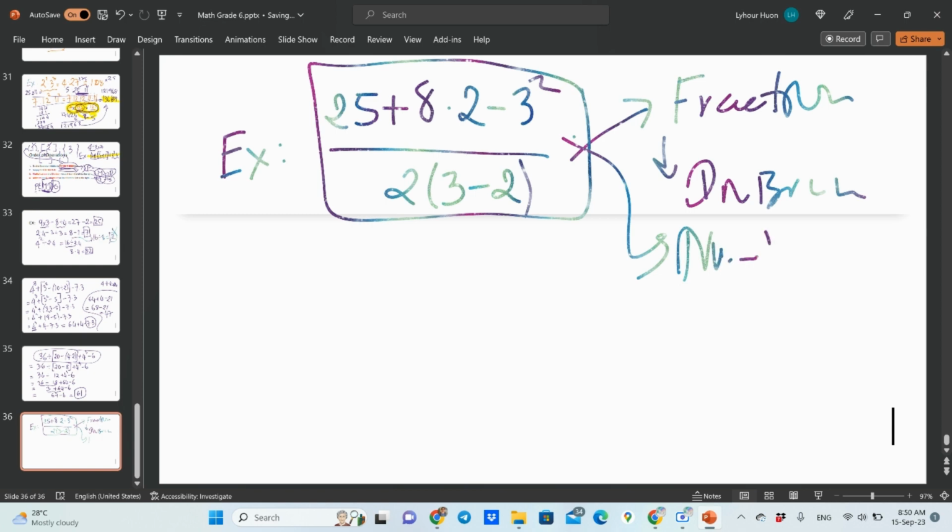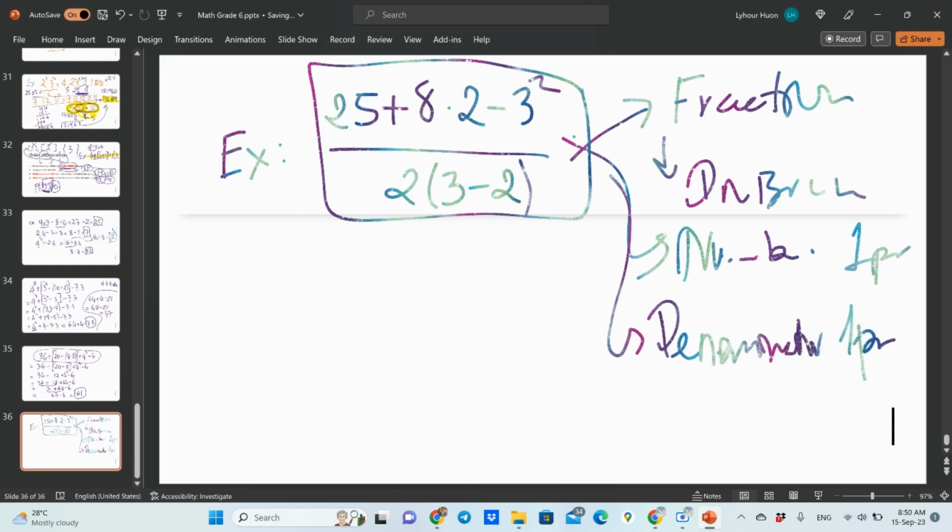The numerator at the top is one problem. The denominator is another problem. So this is one problem, and this is one problem. We compute this and compute this, and then divide the two results, and then we get the answer.